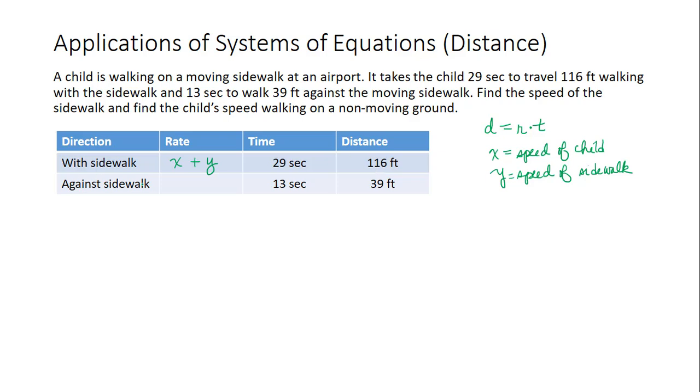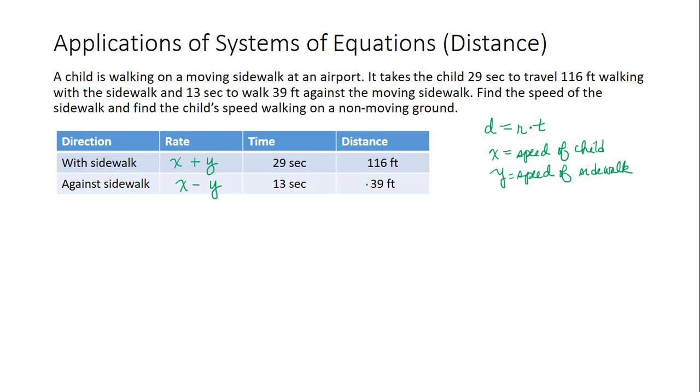Now against the sidewalk, which is my second row, I'm going to be slowed down by the speed of the sidewalk. So my rate is the child's speed, x, minus the speed of the sidewalk, y. So that is x minus y. And then the time was 13 seconds to walk 39 feet.